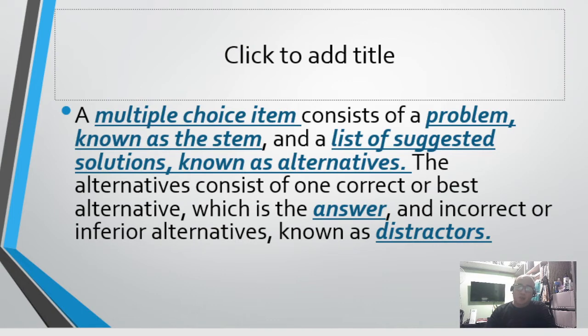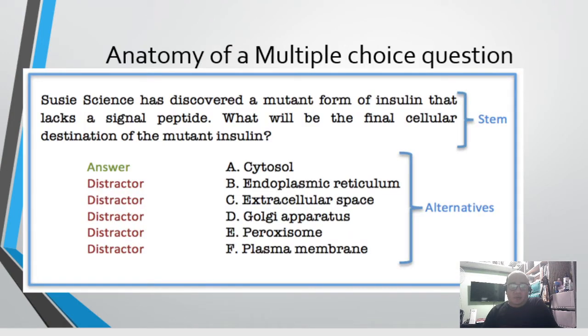Now, what is a multiple choice item? A multiple choice item consists of a problem known as the STEM and a list of suggested solutions known as alternatives. The alternatives consist of one correct or best alternative, which is the answer, and incorrect or inferior alternatives known as distractors. So this is the anatomy of a multiple choice question. The question itself is the STEM, and the alternatives are composed of the distractors and one correct answer.